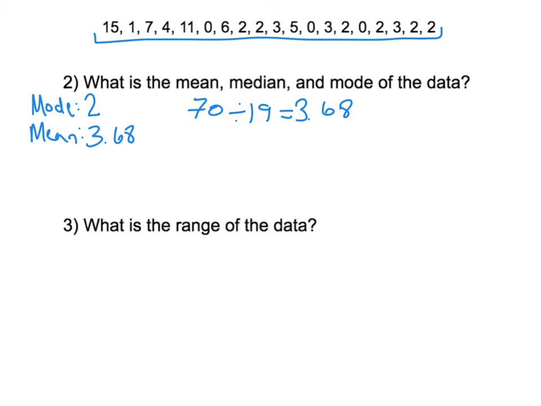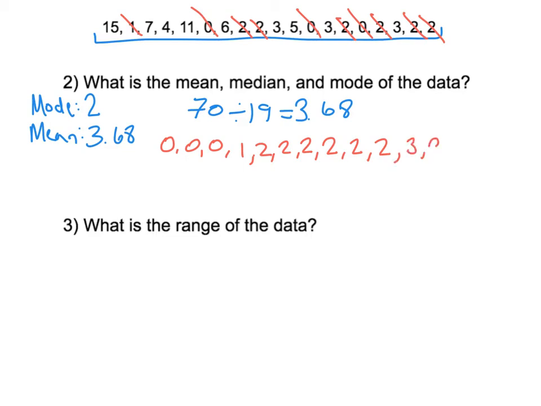for our median, remember we need to start by putting these numbers in order from least to greatest. So I'm going to start with my smallest responses, which was 0, and I had 3 zeros. I'm going to cross those out. I had 1 one. I had 6 twos. That's 1, 2, 3, 4, 5, and 6. Okay. I had 3 threes.